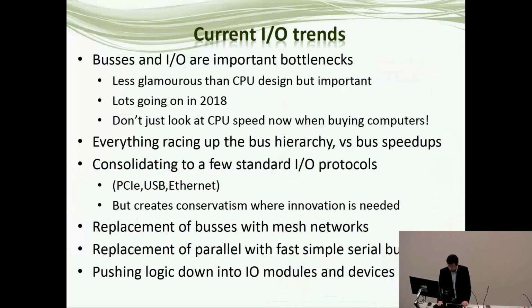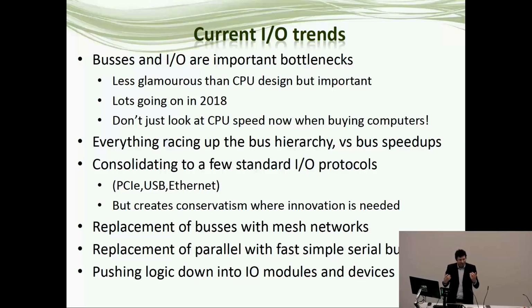So, current trends across I/O then. Buses and I/O are important. They've become a lot more important in recent years because they're bottlenecks. You can hot rod your CPU as much as you like; if this stuff is slowing you down, that becomes the limit. So there's been a lot going on over the last year. Everything is racing up this bus hierarchy. Everyone's trying to get up there, and then they put another layer in the hierarchy, and then everyone races up there again. There's this consolidation to a few standard protocols.